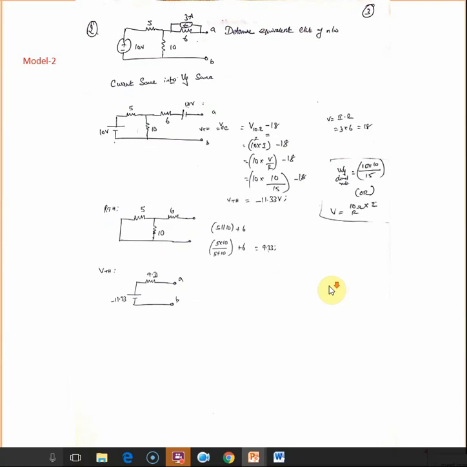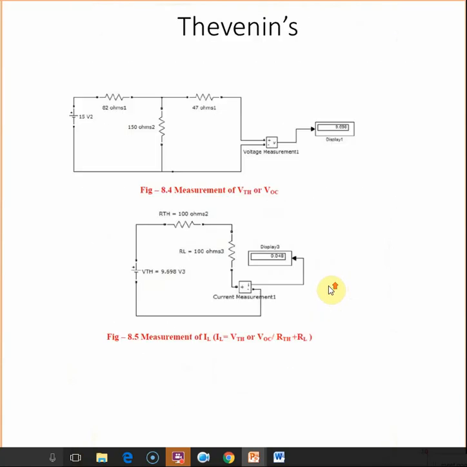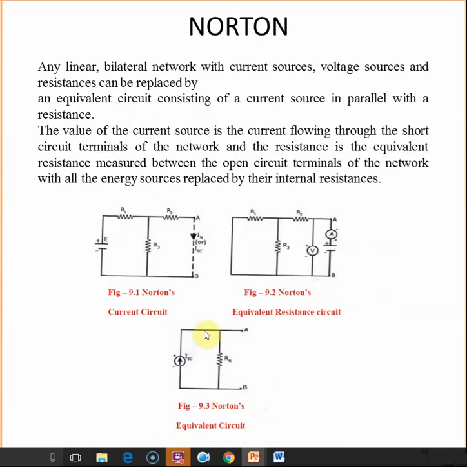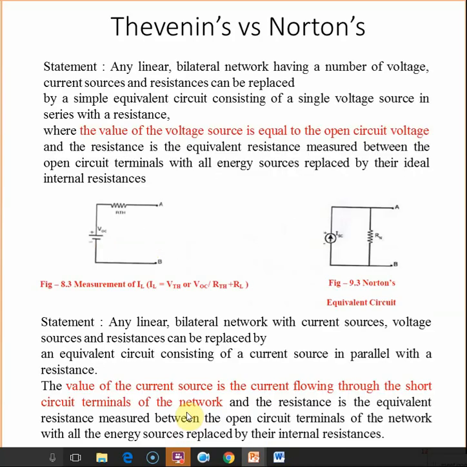And Norton's theorem we also discussed. So this is a method we discussed: substitute into the equivalent circuits. Close that one resistance. Similarly, for Norton's theorem, substitute the step number one, close circuits, RTH, and close with the load. So this is about Thevenin's theorem and Norton's theorem.